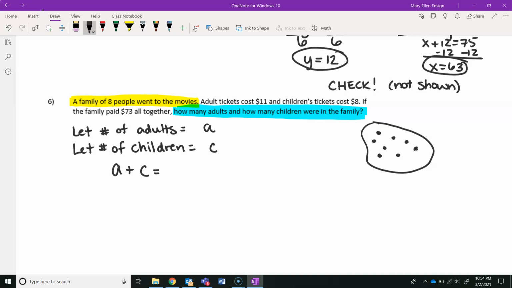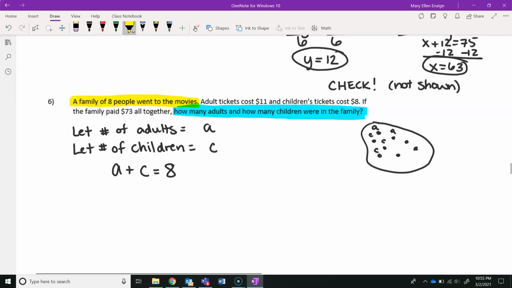Okay, so hopefully you're seeing, let's look at our little group of family members here, our little family dots. Some of these are adults. I don't know how many, but I'm just filling some of these in, and some are children. But I could never say, for example, that I have 2 adults and 3 children, right? Why not? Well, it's because of that first sentence, because a family of 8 people went to the movies. So I have to have 8 people in all. If I have 2 adults, I'm going to have 6 children. If I have 3 adults, I'm going to have 5 children. If I have 7 adults, I'll have 1 child. Because those 2 always have to add up to 8, because that's how many people I have.